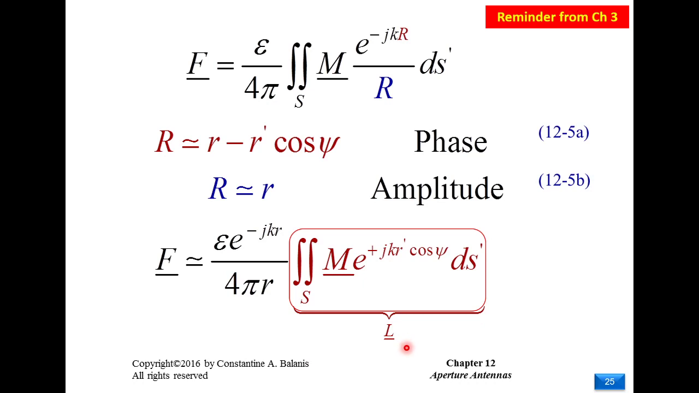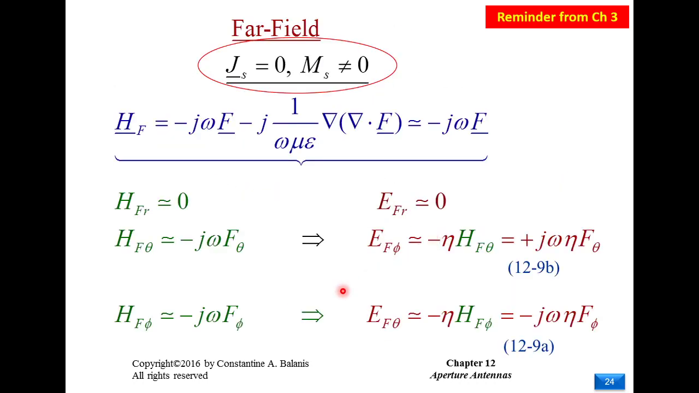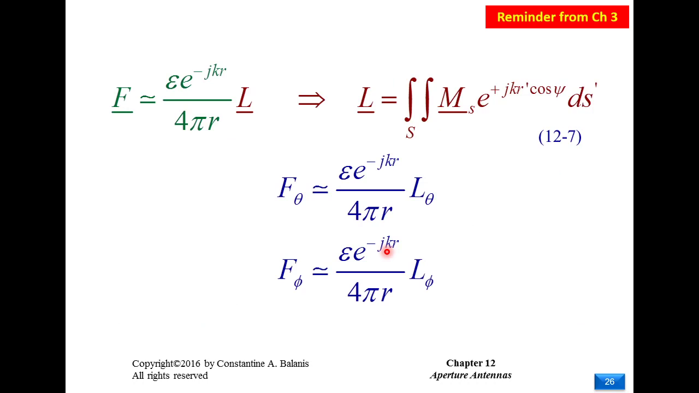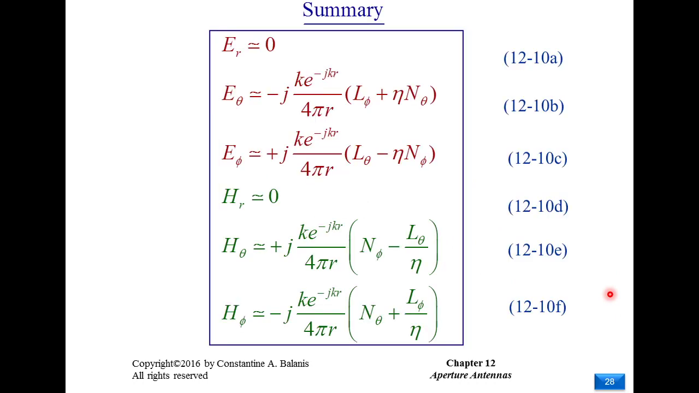This integration, we will give it a symbol L. So when we have just a magnetic current, we can find F, the auxiliary function, and the auxiliary function will have L. Then F theta and F phi have those expressions, and if we have F theta and F phi, we can find H and E. And of course, if we have both magnetic current and electric current, the solution will be the superposition of the two solutions. So we just add the solution from the first case, just having electric surface current, plus the solution of just having magnetic surface current, and it will give us the total solution.